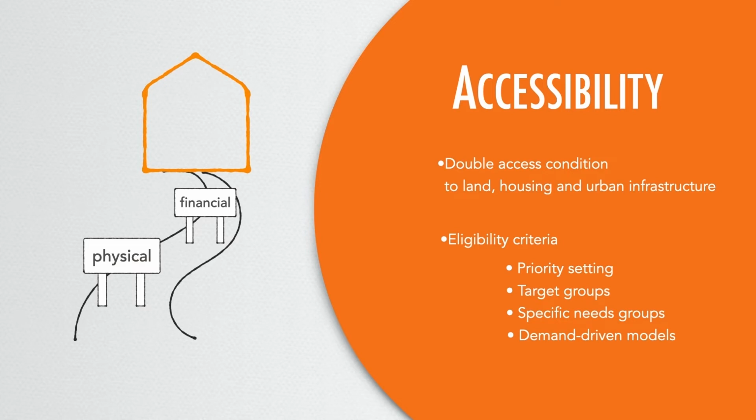Accessibility also includes access to information. For example, information on the eligibility criteria for available financial resources and general information needed to understand the housing market and the possibilities to access it.